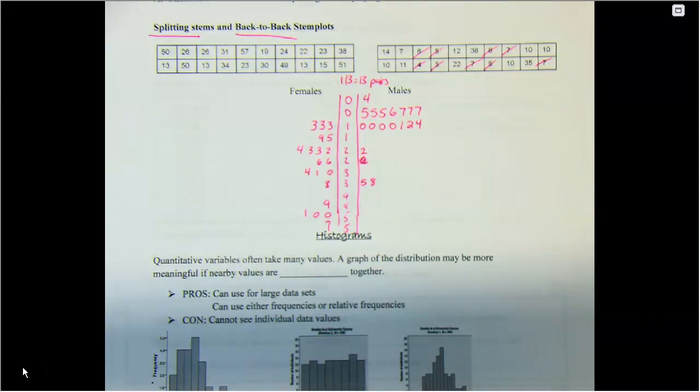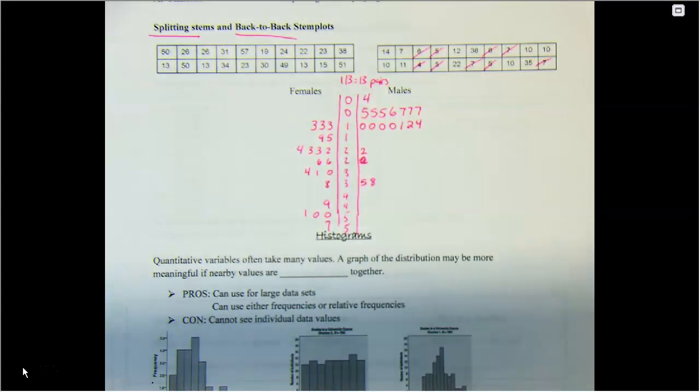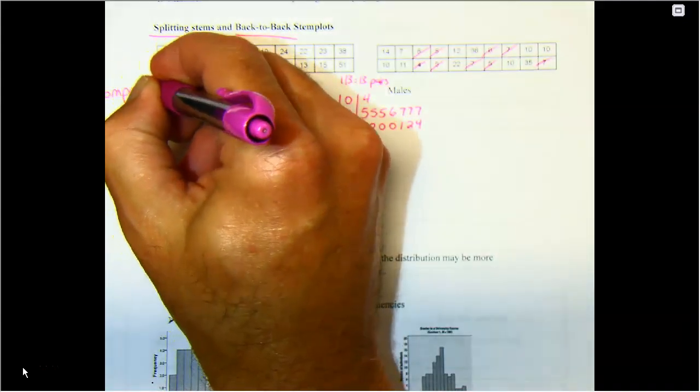But that's what we have as far as males and females and doing that. So we split the stems and we did back to back. So now we can compare. Okay, so we're going to compare distributions.